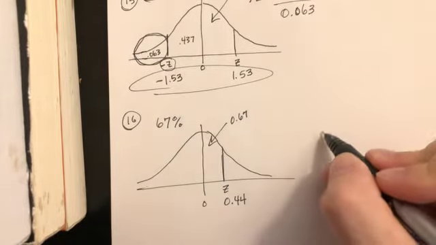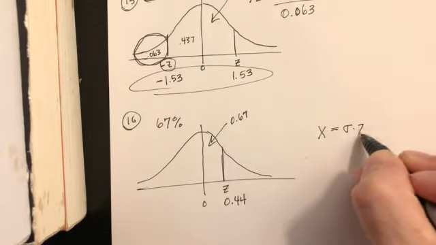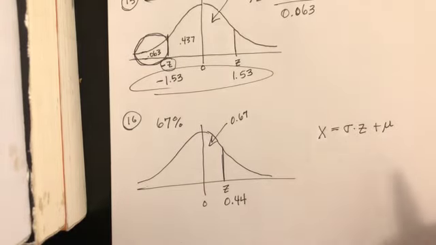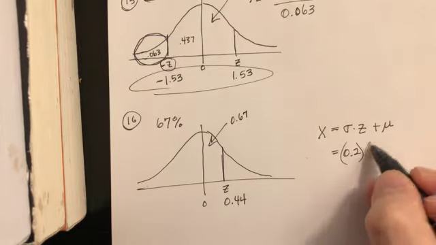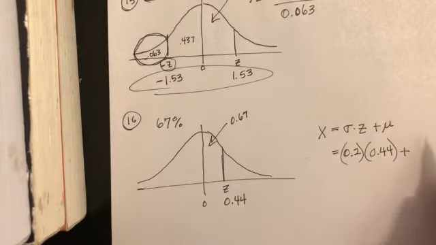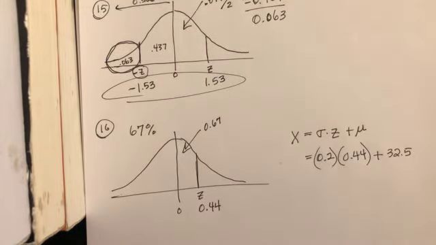Number of corn chips. So we're going to use x equal to sigma times the z-score plus mu. That's that formula. So we're going to plug in sigma, and it tells us the standard deviation is 0.2. The z-score we found is 0.44. And the mean, they tell us, is 32.5. So all I got to do is multiply those two, add it to that, and you get the answer. Now I got to pull up my calculator, because that's a little bit out of my ability to do in my head.